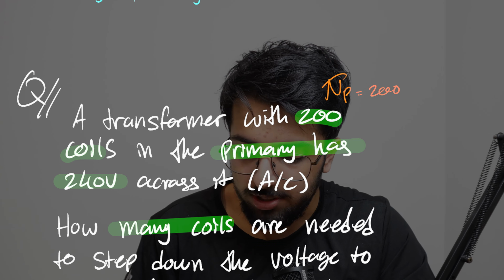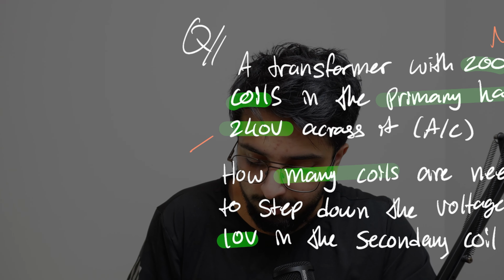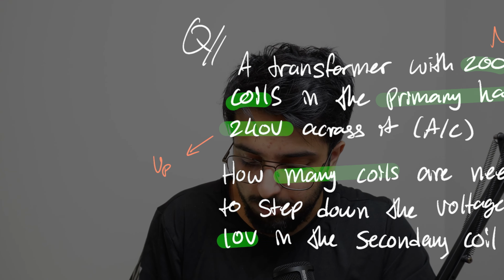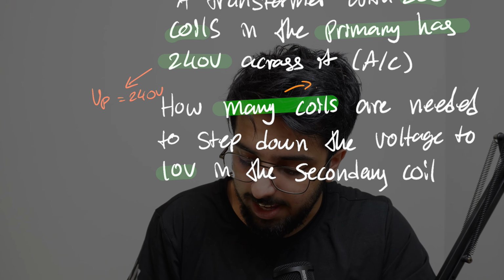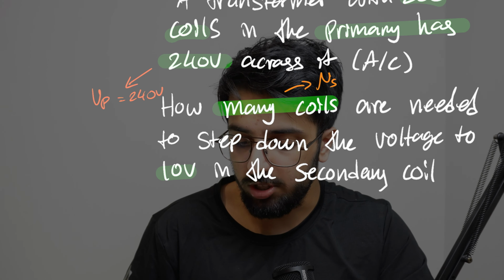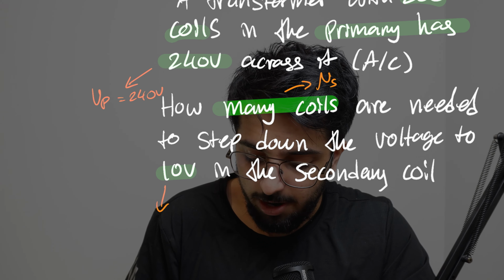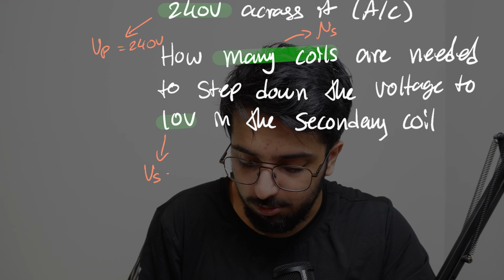So that's the number of turns in our primary coil. And our VP, which is the voltage of our primary, is equal to 240 volts, okay? What we're trying to find is our NS, which is the number of turns in our secondary coil, and we know the value of our VS is equal to 10 volts.